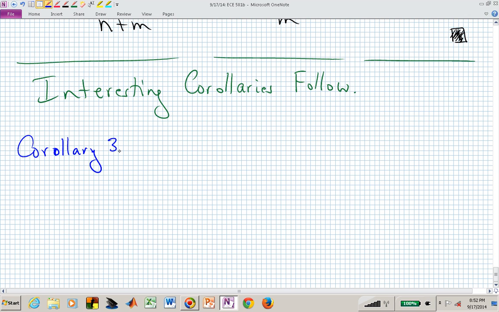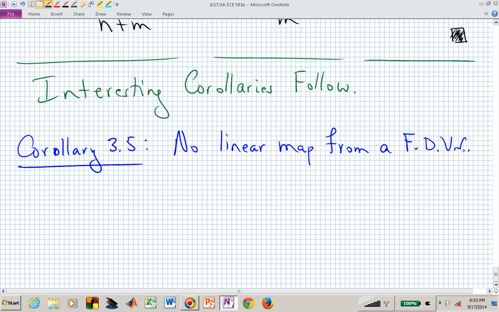Corollary 3.5 says the following. No linear map from a finite dimensional vector space to a smaller one. So now think that your domain is R5 and your W is, let's say, R4. So we're going from a larger finite dimensional vector space to a smaller one.